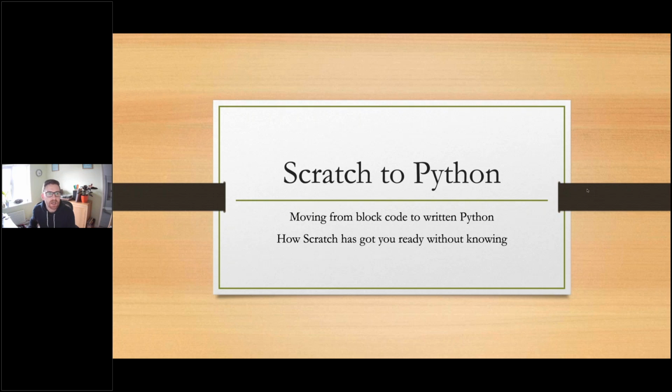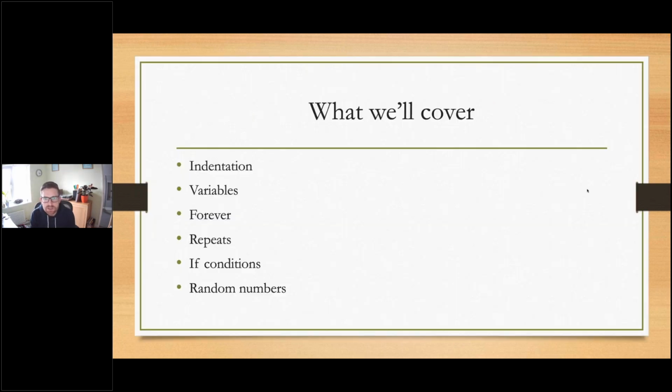So we're going to have a look at how indentation works. This is particularly important for Python. Not all programming languages use indentation to show what is inside other things, but Python does. We're going to look at variables and how they're covered in Scratch, and then how that works in Python. Then we're going to look at some of the loops, things like forever and repeat, and things that you would have used in your programming in the past. And then finally, we're going to finish with conditions and some generation of random numbers.